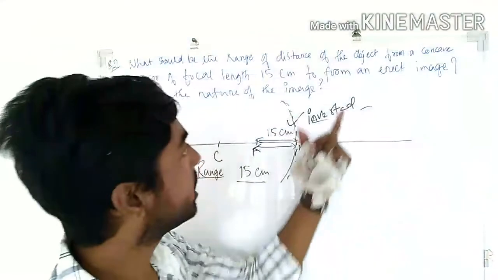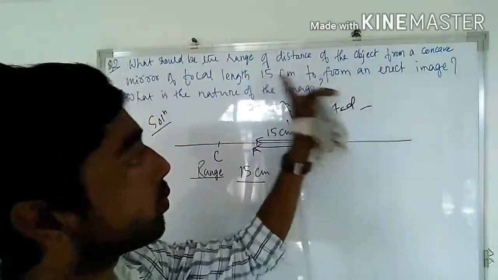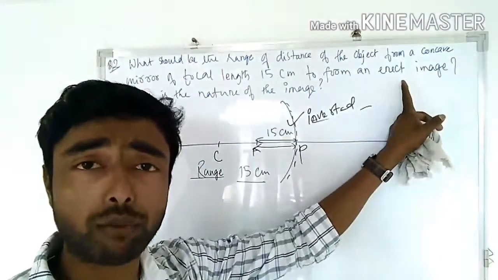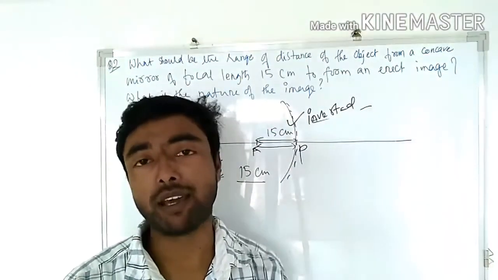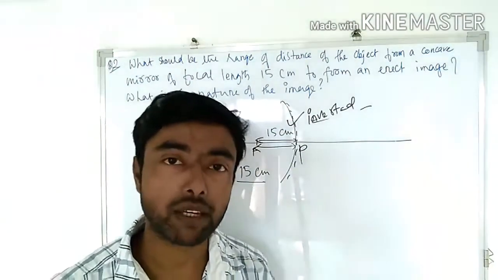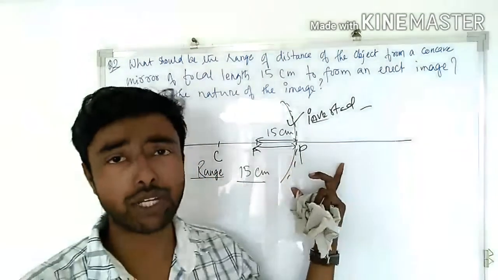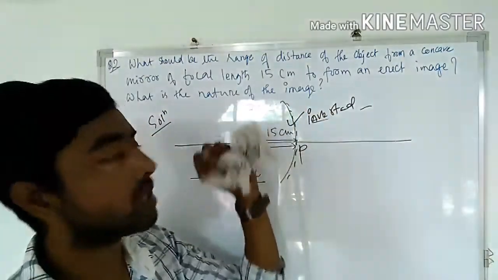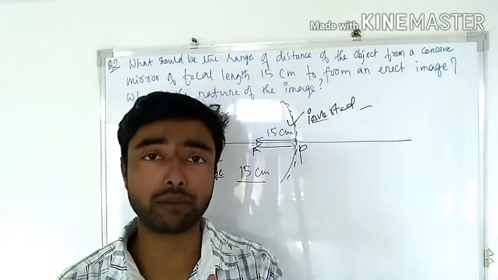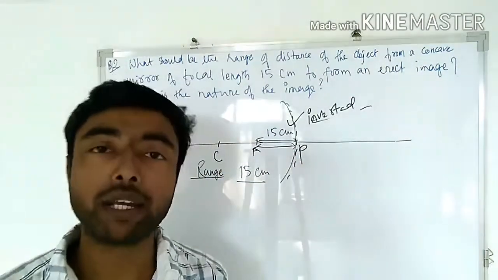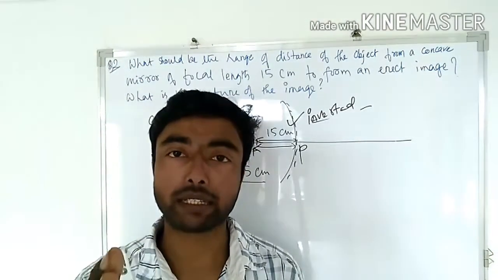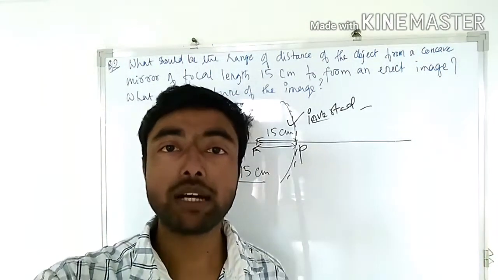Next question is, what is the nature of the image? You know it is given that you need to form an erect image. As you have to form an erect image, it should be virtual. And the image will form behind the mirror. It is virtual and erect. Clear? So next, go for the third question.